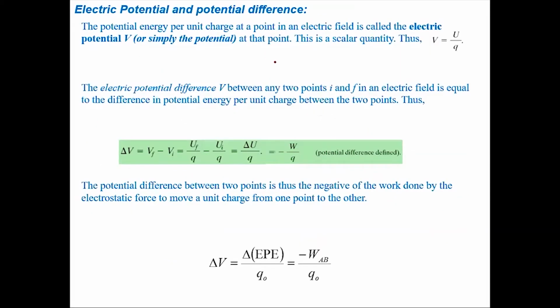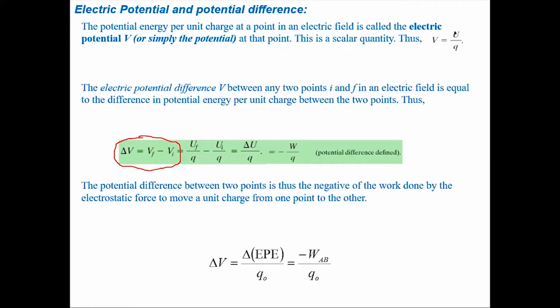Okay. Now we talked about electric potential, right? Now let's talk about electric potential difference. So what is the difference? Difference is final minus initial, right? By definition, difference is VF minus VI, final minus initial, okay? Now let's use the value of VF.